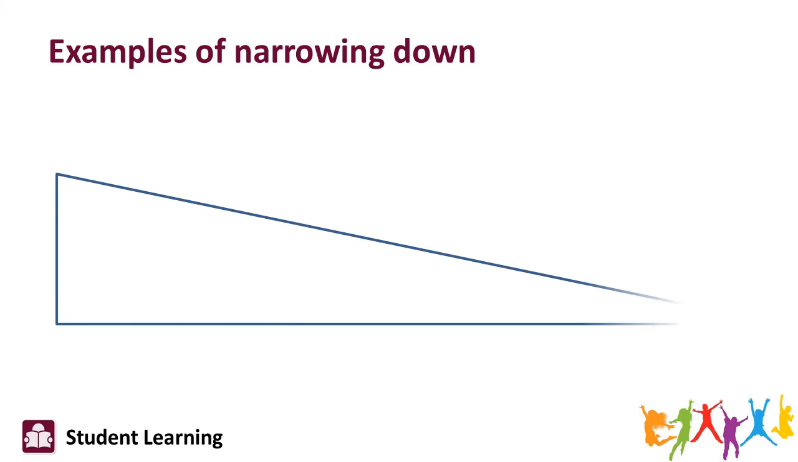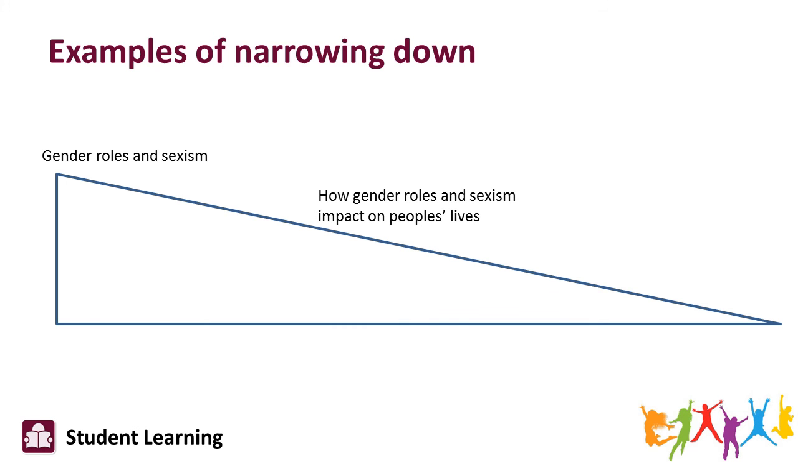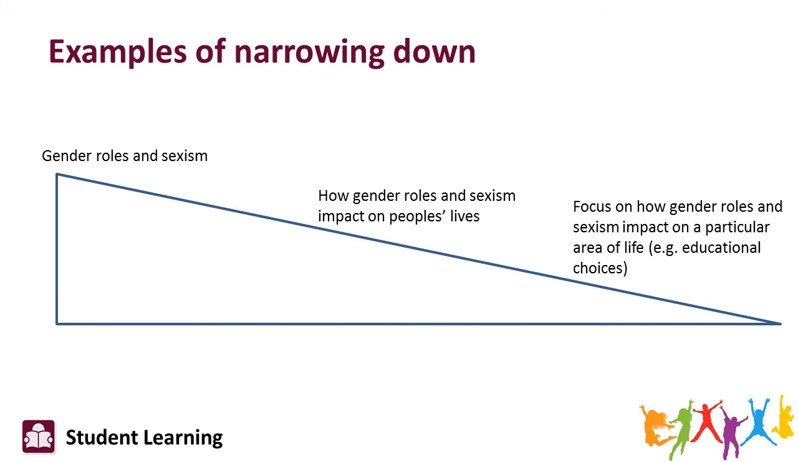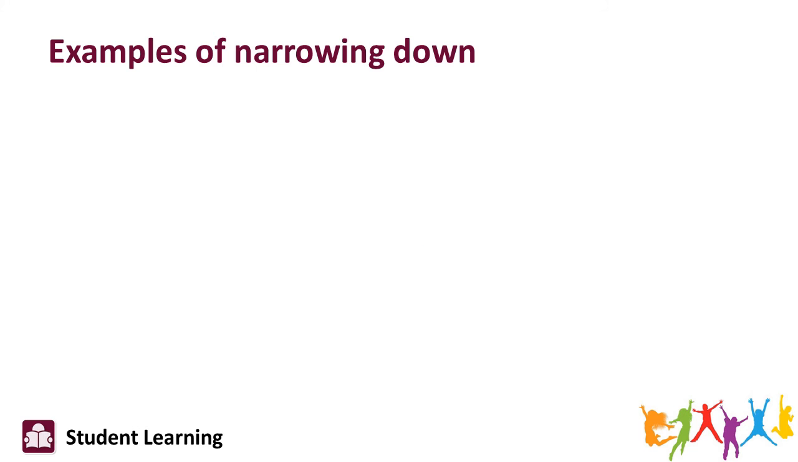The next example takes as its starting point an interest in gender roles and sexism. This might lead you to think about how these issues can impact on the lives of women and men. For an assignment, though, it would be more sensible to narrow things down even further, to think about the impact on a particular area of activity. For example, the choices men and women make about what to study and why.